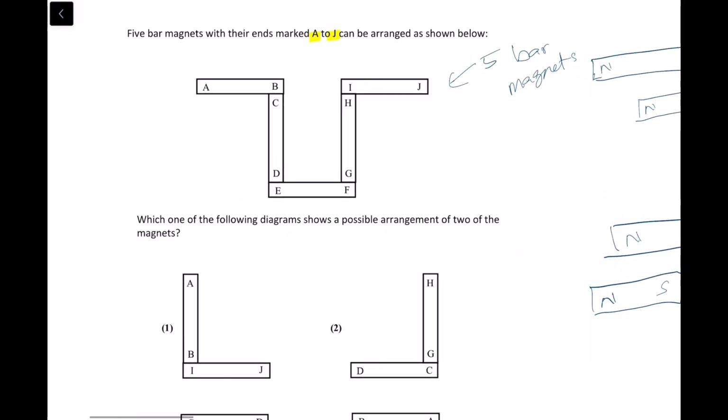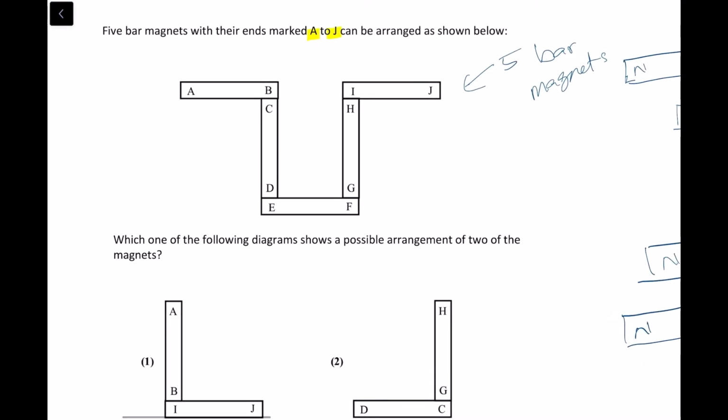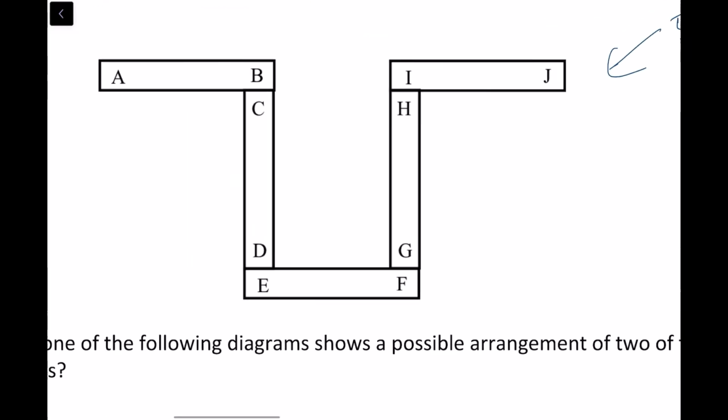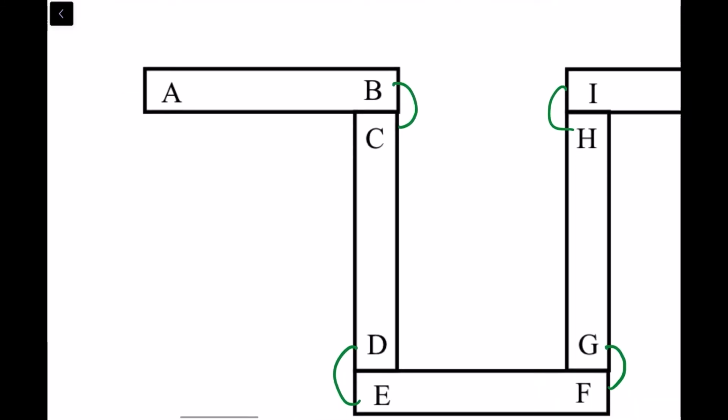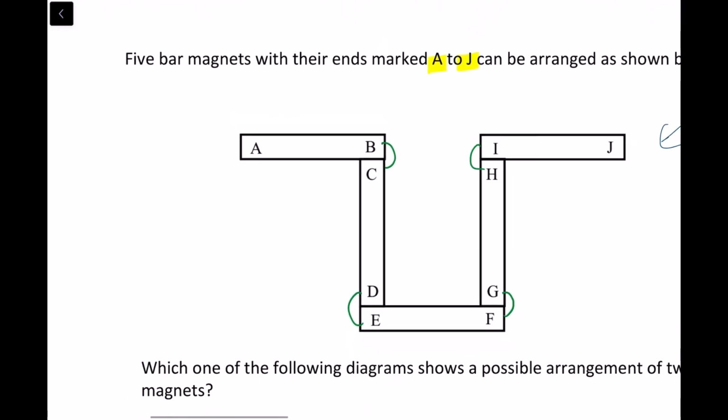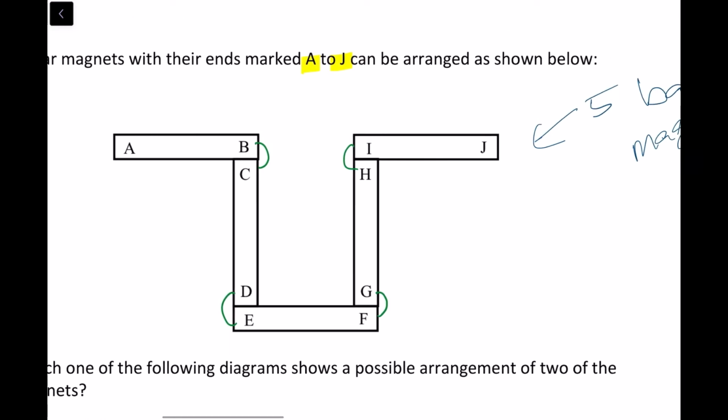In this scenario, all 5 magnets are attracted to each other, which can be seen at the B and C interface, the D and E interface, the G and F interface and the I and H interface. All of these poles are attracting each other. So this would mean that the arrangement of these magnets is such that the unlike poles of two magnets are facing each other.